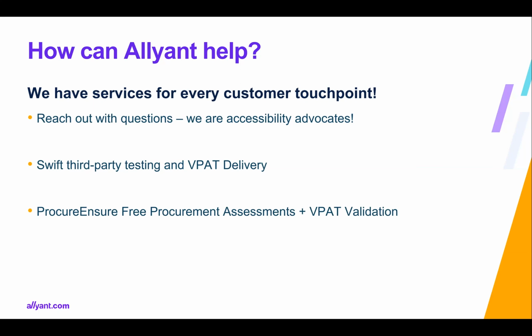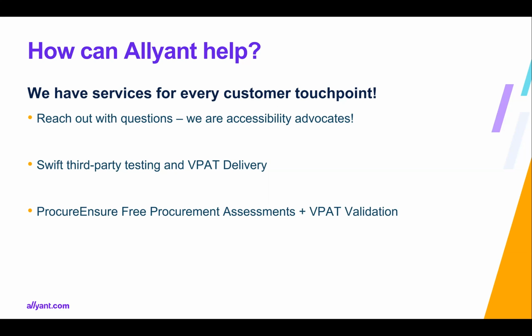And one of the big things it also calls for is to conduct your own independent testing and assessment of software and validity of the VPATs. And so we at Alliant have sought to fill this need by offering what we now call Procure Ensure. Procure Ensure is essentially a free up to 2 hour assessment that you can ask for on any piece of software that you are interested in procuring.